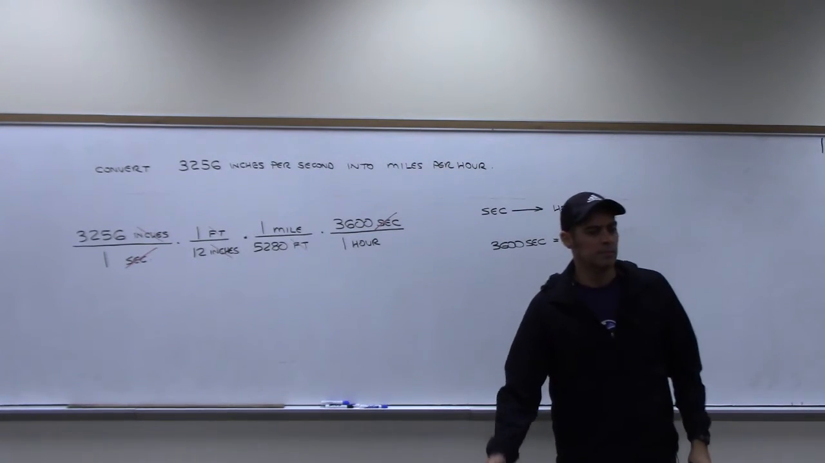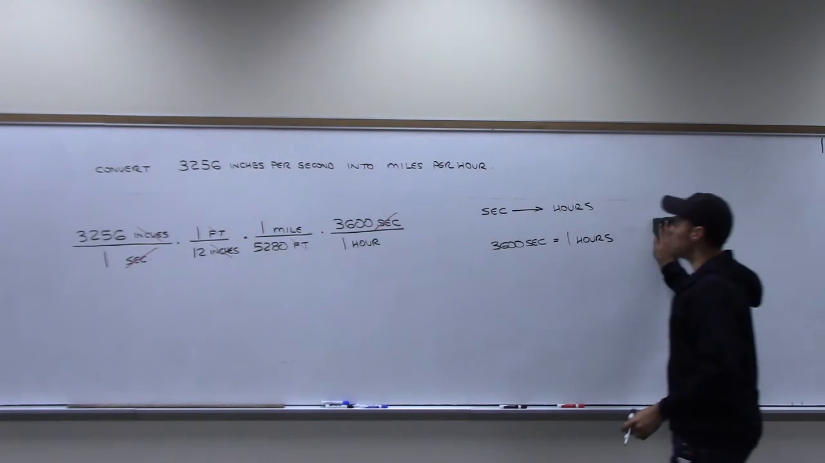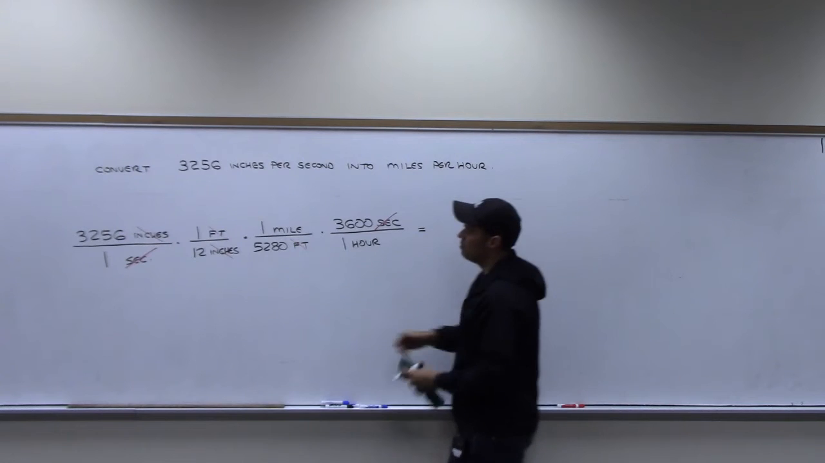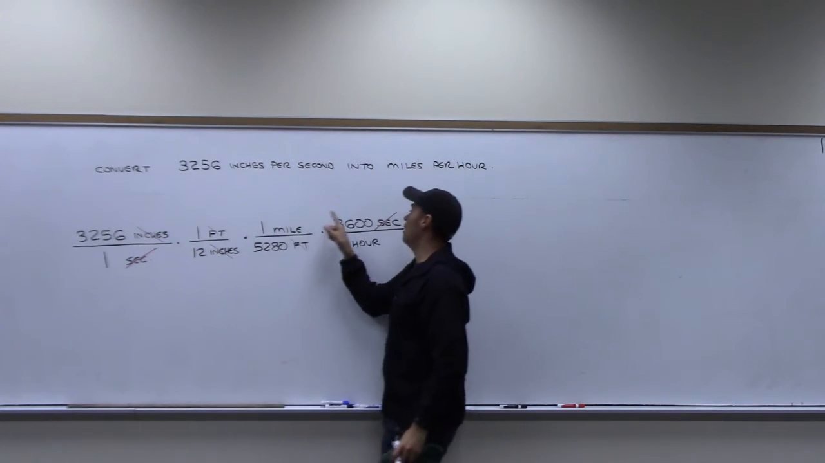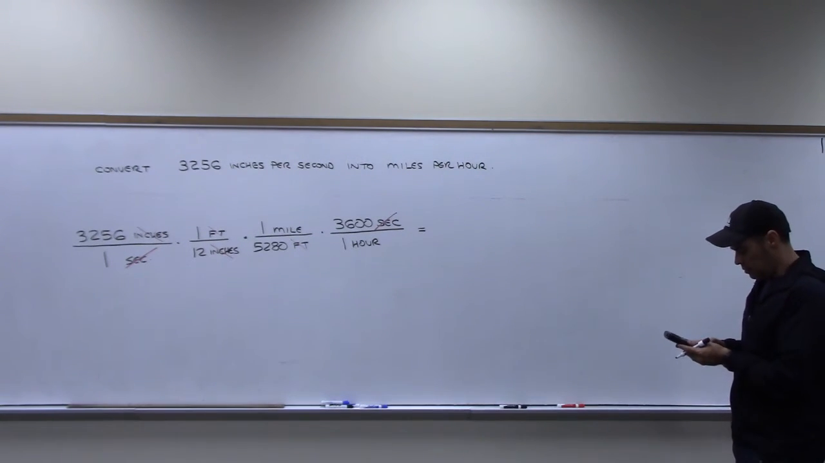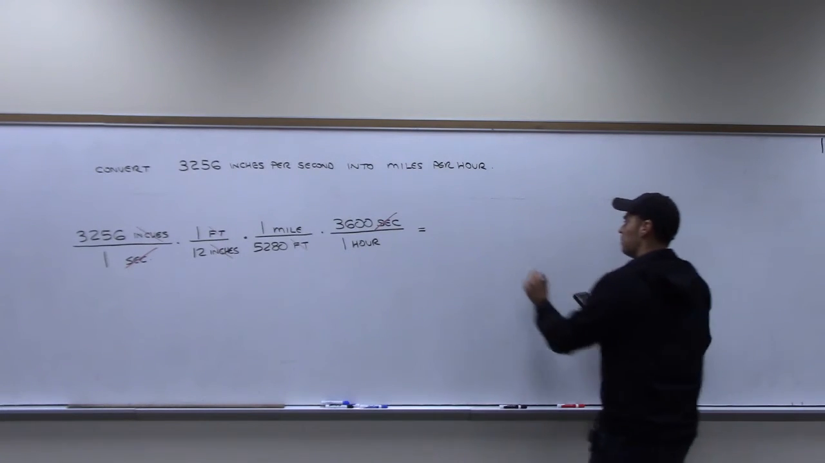Okay? Questions? We should be able to multiply straight across now. So do 3,256 times 1 times 1 times 3,600. Yeah, that's a big number.